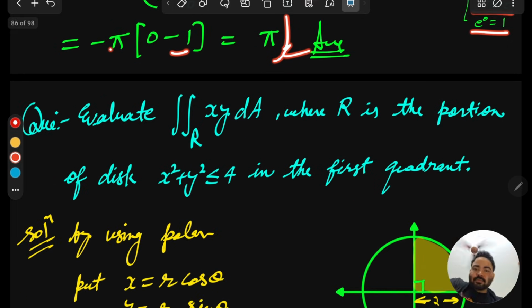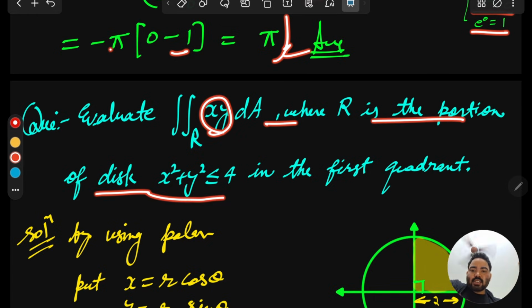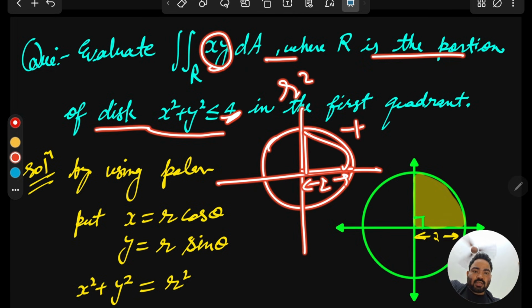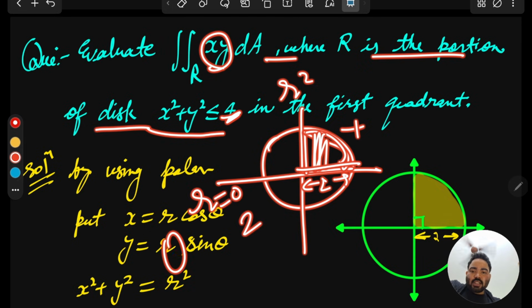So the next question is to evaluate this integral where R is the positive side of this disk x squared plus y squared. This is a circle whose radius is 2, because this is r squared, so not 4, but 2. Just remember this. So this is the radius, and the positive quadrant is the first quadrant. So r is 0 to 2, and theta, for the positive quadrant, means 0 to pi by 2.